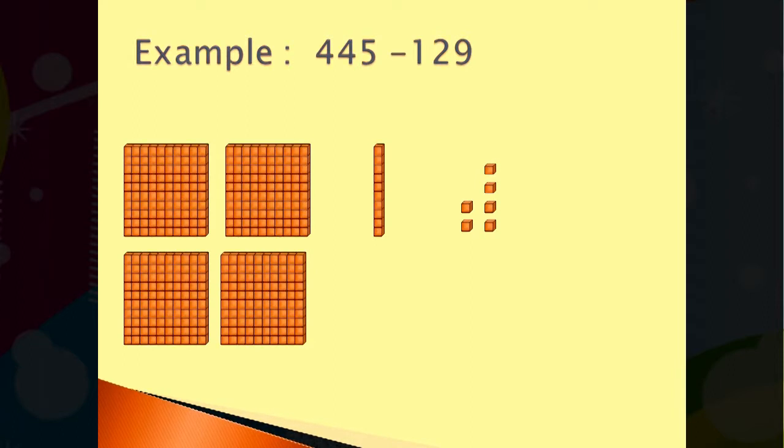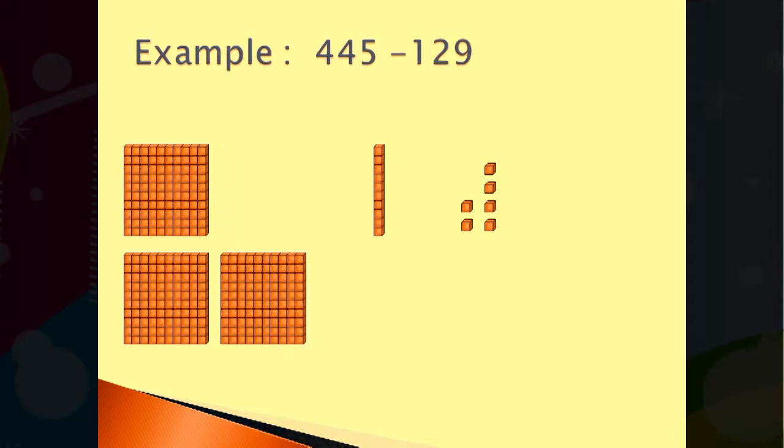Now let's move on. We're now going to work with our 100 blocks. There are 400 blocks there, but we are going to subtract 100 from it. Let's do that. Now we have 300 blocks remaining. Can you tell me now what number the remaining blocks represent? If you said 316, then you are correct. Let's look at another example.